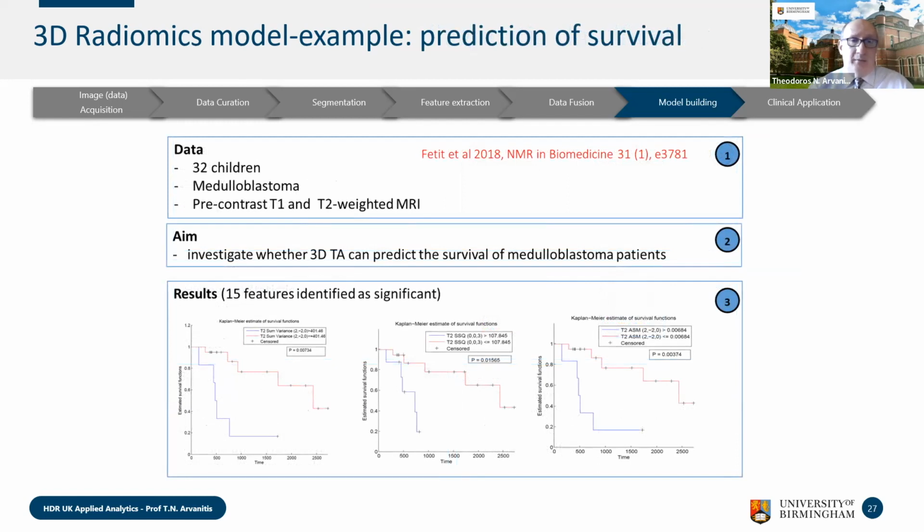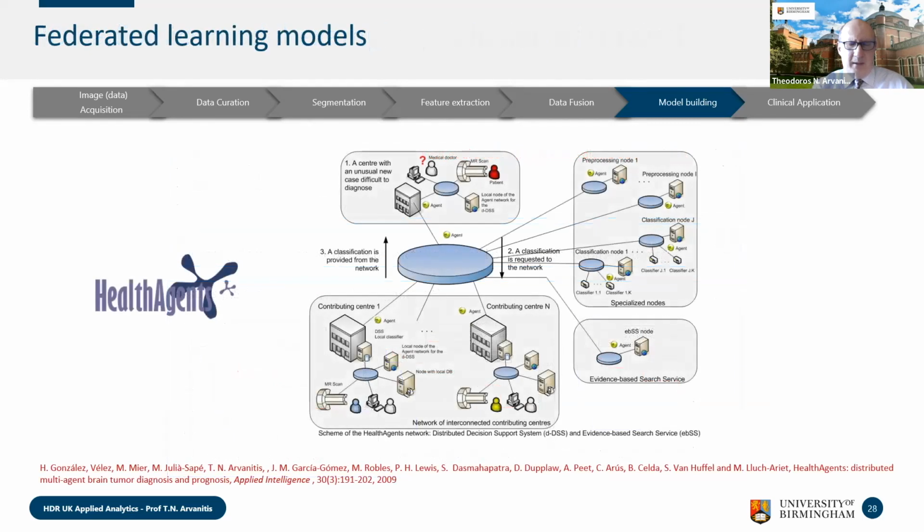within a particular group of tumor, we will be able to use three-dimensional texture analysis to predict survival on medulloblastoma patients, and we identify 15 features as significant features to be able to tell us how well children might survive on particular subtypes of the tumor compared to other subtypes of the tumor. So that's really an example that was as early as 2018, and you'll see later on in my presentation, I give you an example of a more recent piece of work.